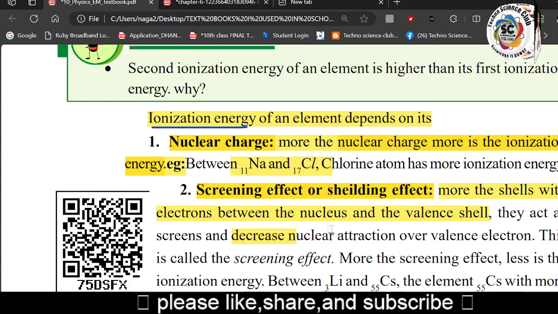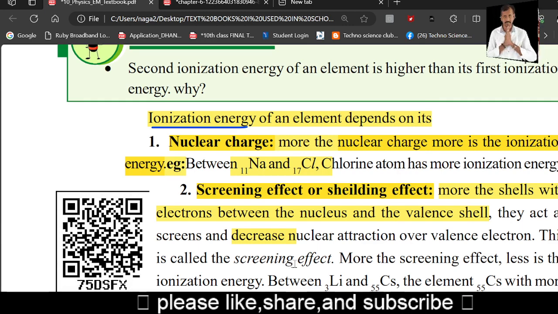If the outermost orbit is the 5th orbit, there are 4 orbits in between the nucleus and the outermost 5th orbit. There are 4 orbits, that means 4 screens. So the attraction between the nucleus and the last 5th valency orbit is less, because the 4 orbits behave as screens or shields that decrease the nuclear charge felt by the valency shell.